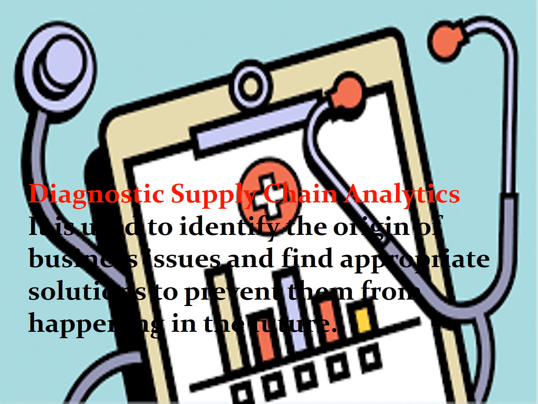The next type is diagnostic supply chain analytics. It is used to identify the origin of business issues and find appropriate solutions to prevent them from happening in the future. It is used to determine why something happened or isn't working as well as it should. For example, why are shipments being delayed or lost, or why is our company not achieving the same number of inventory turns as competitors.